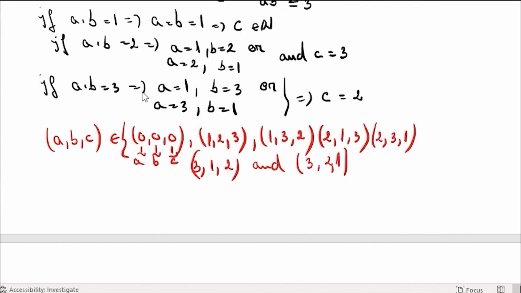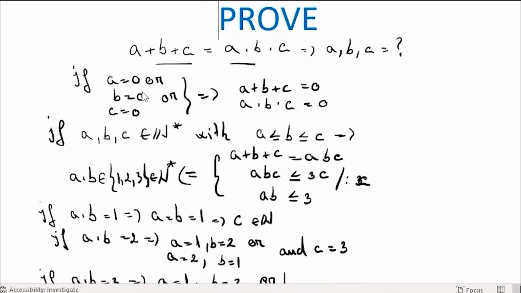If we want to do a check with 3, 1, 2, we are going to replace here: 3 plus 1 plus 2 equals 3 multiplied with 1 multiplied with 2. It results that 3 plus 1 is 4, plus 2 is 6, equals 3 multiplied with 1 is 3, 3 multiplied with 2 is 6, which is a true relationship.